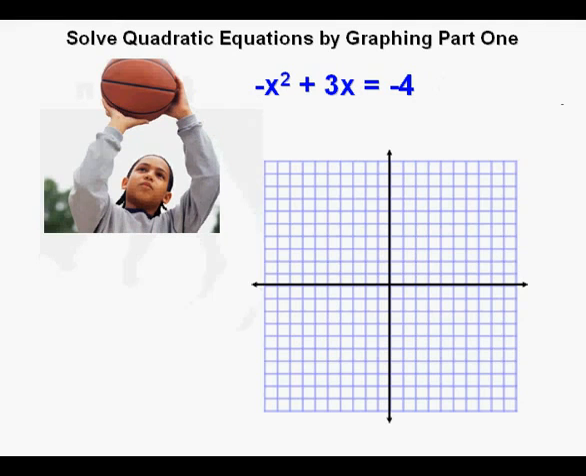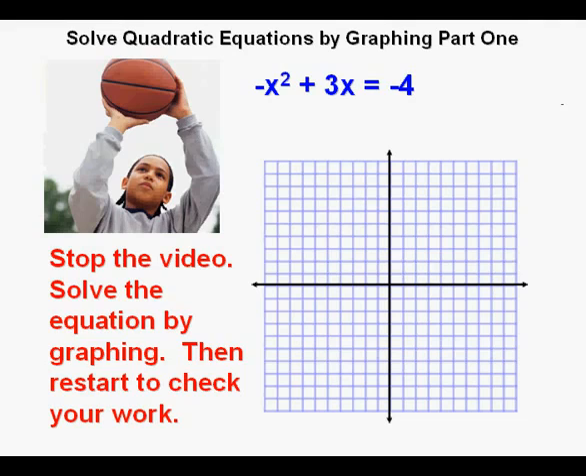Here's the next equation we'll look at. -x squared plus 3x equals -4. Stop the video. See if you can solve this one by yourself. Hint: You will need to set the right side of the equation equal to 0, then replace the 0 on the right side with the dependent variable y.